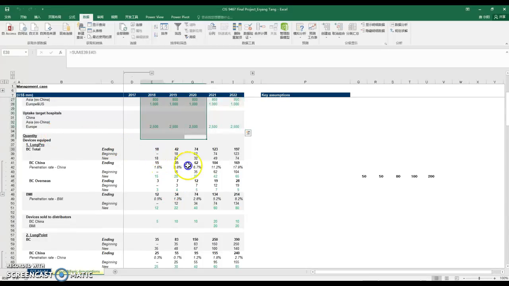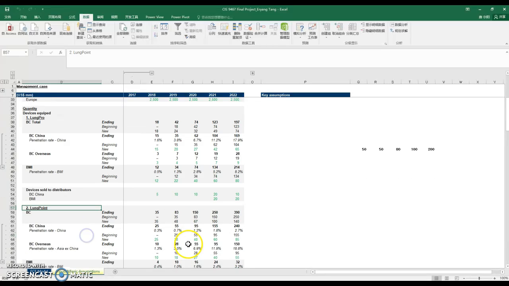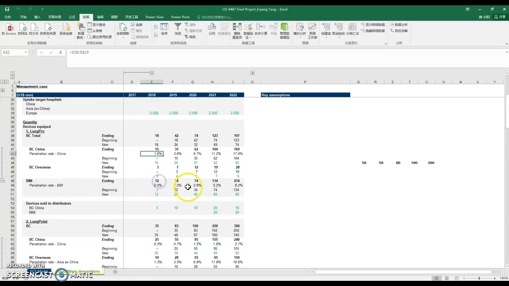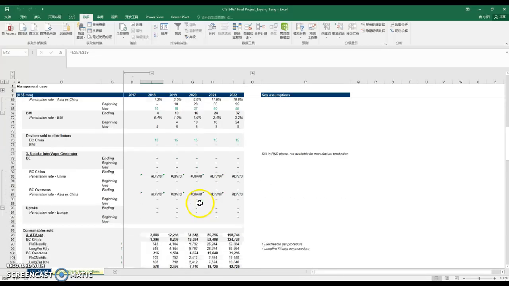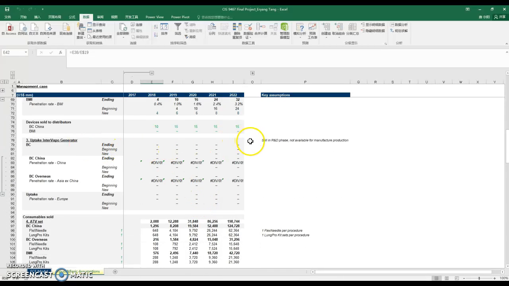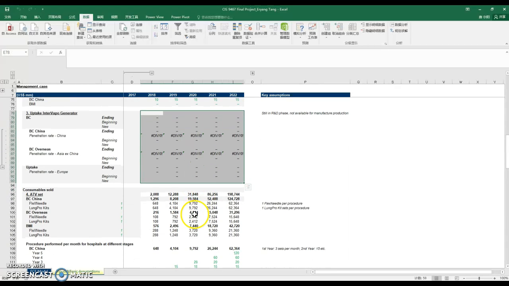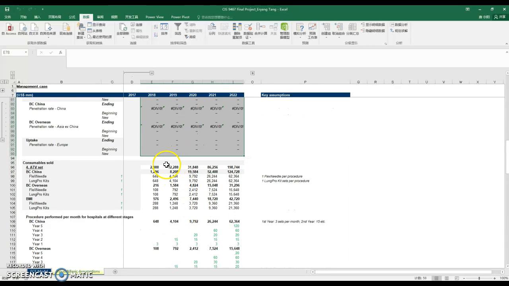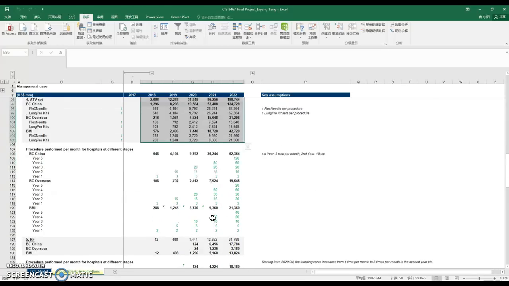And the second part is about the quantity of its devices. Two main devices, first one LungPro, second one LungPoint. Those are the numbers calculated based on the penetration rate and the production capacity of the company as well. And as for the intervapor generator, it's still in the R&D phase, so I'll just leave it blank right here. And for the consumables, as I mentioned before, those are sold along with the products, so it's a simple calculation.